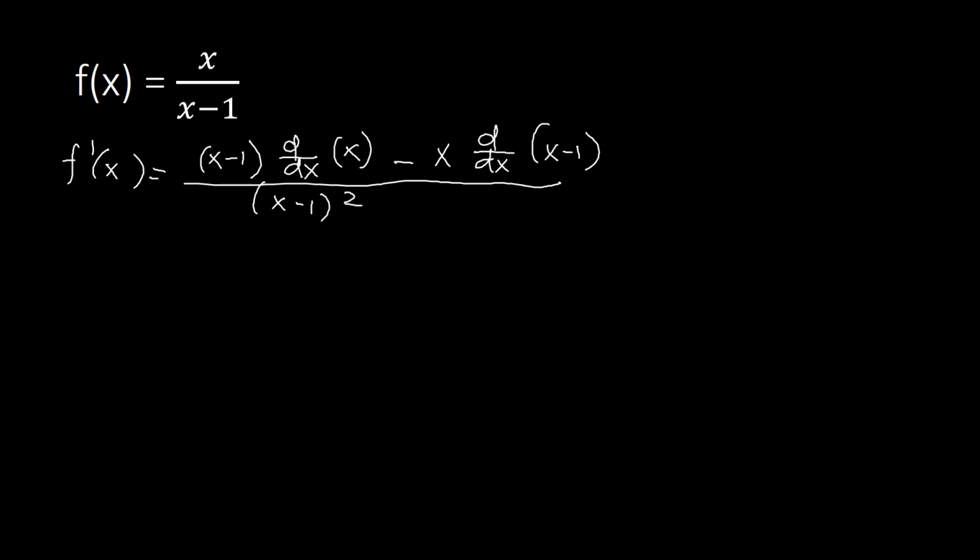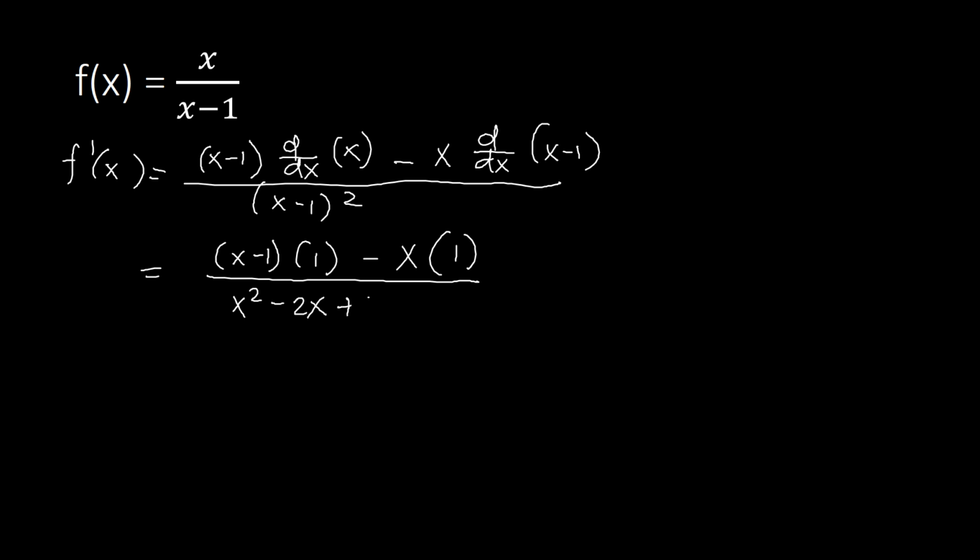So simplifying that one, this is equal to x minus 1 times the derivative of x, which is 1, minus x times the derivative of x minus 1. The derivative of x is simply 1, and the derivative of 1 is a 0. And then over, we try to expand our x minus 1 squared. This is x squared minus x times negative 1, x times 1, that's x, times 2, that's 2x. And then the square of 1 is a plus 1.